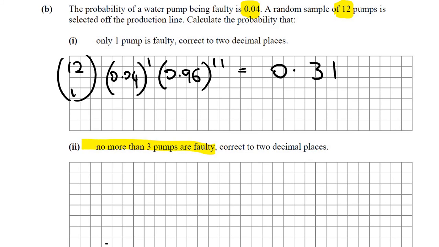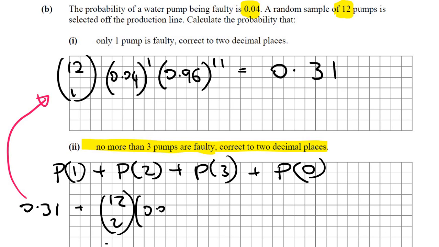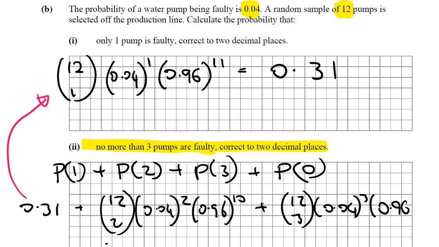Next one, for the probability of no more than 3 pumps being faulty, well, we then need to just add up either 1 is faulty, or you could have 2 being faulty, or you could have 3 being faulty. You could also actually have none of them being faulty. So you need to work those Bernoulli trial probabilities out and add them together. So it's going to be the probability we had at the start, which is 0.31, that's what we worked out up here, plus the probability of 2, which is 12C2, 0.04 squared times 0.96 to the 10, plus the probability of 3, which is 12C3 times 0.04 cubed times 0.96 to the 9.